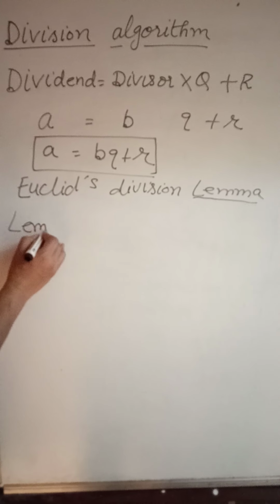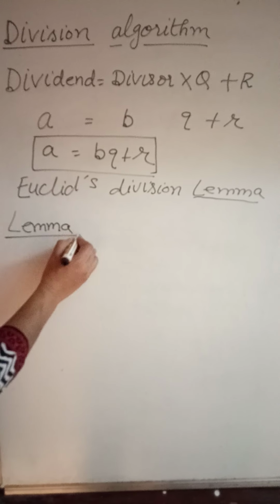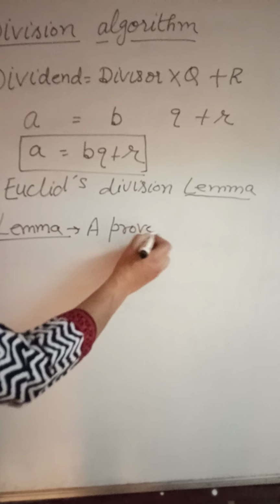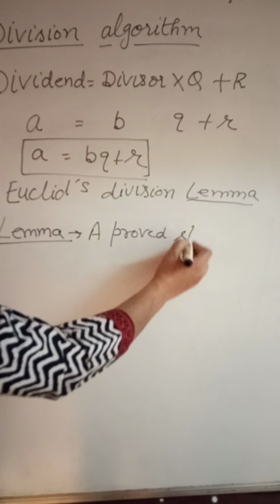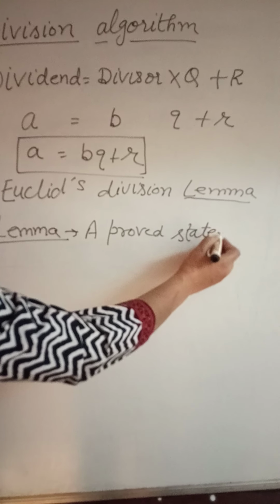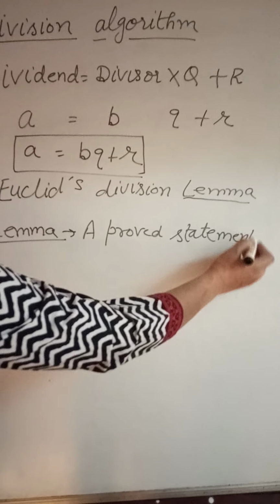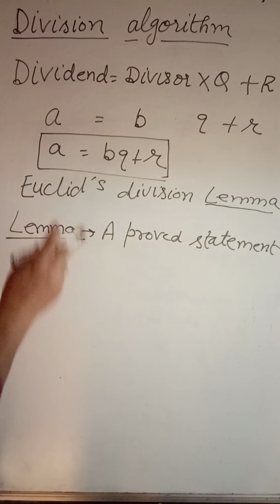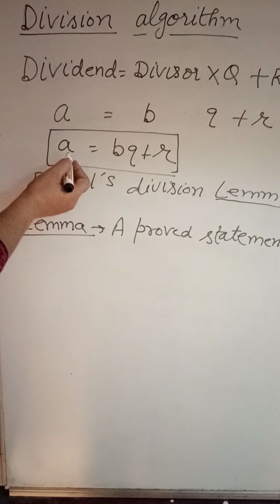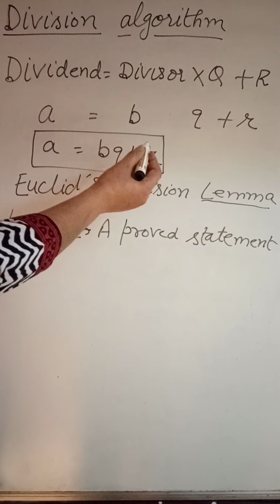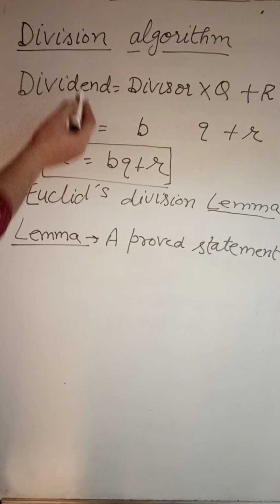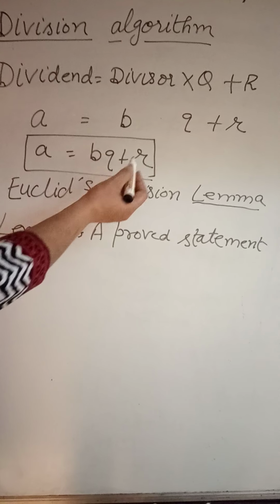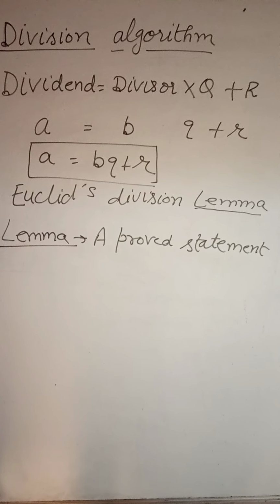Lemma means a proved statement or theorem. We are not going to prove it, but proof is there. It is a proved statement which we will be using as A equals BQ plus R, where A is dividend, B is divisor, Q stands for quotient and R stands for remainder.